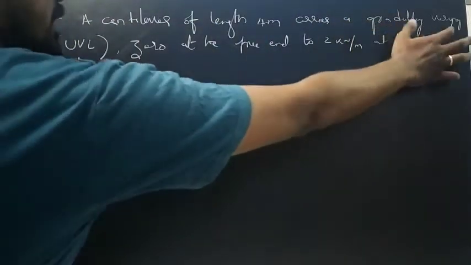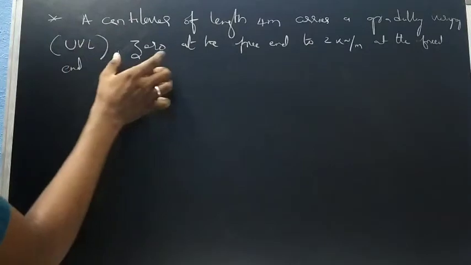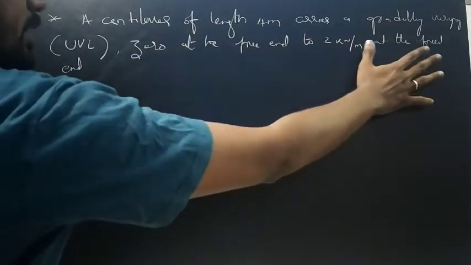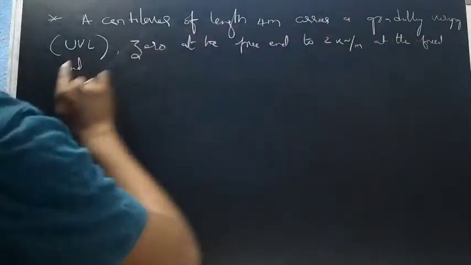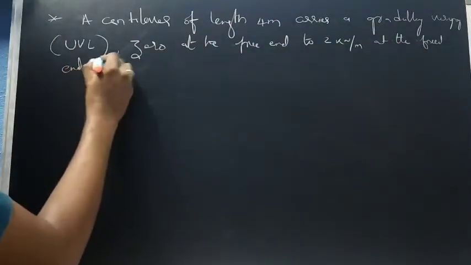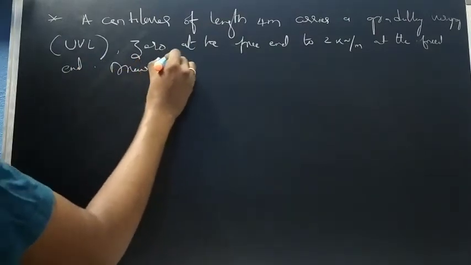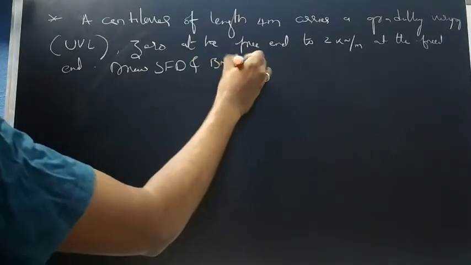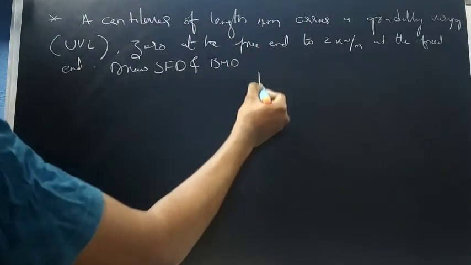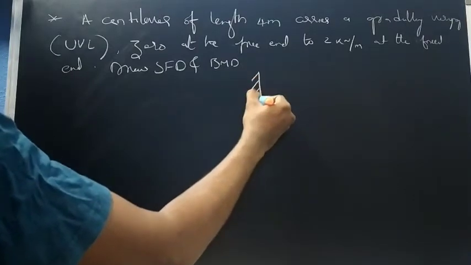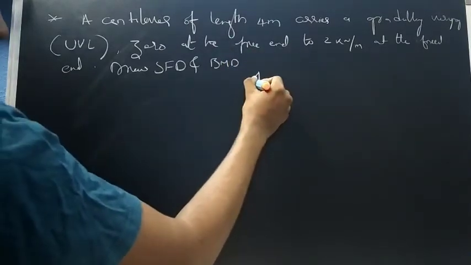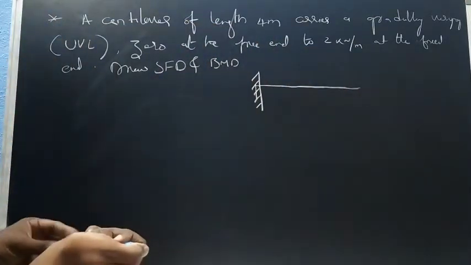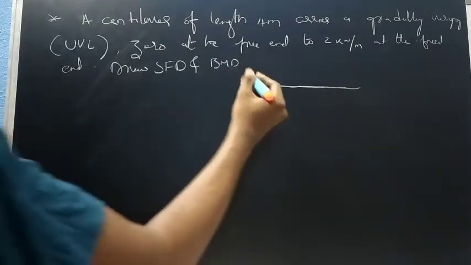So the gradually varying load or uniformly varying load on the beam is 0 at the free end and it is 2 kilonewton per meter at the fixed end. Draw shear force and bending moment diagram. Okay. So the figure may not be given in the question, so you need to imagine whatever is given in the question.